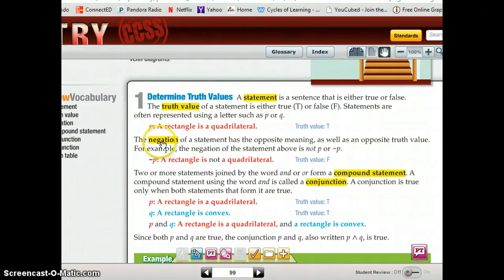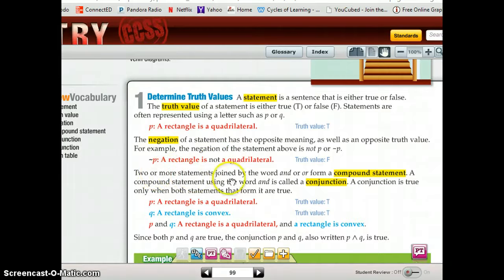The negation of a statement has the opposite meaning as well as an opposite truth value. And so we add the word not into a statement and it makes it the negation of. This little symbol, this tilde before the P, is how you use negation in the symbols. And then in the sentence or the statement you put in the word not.